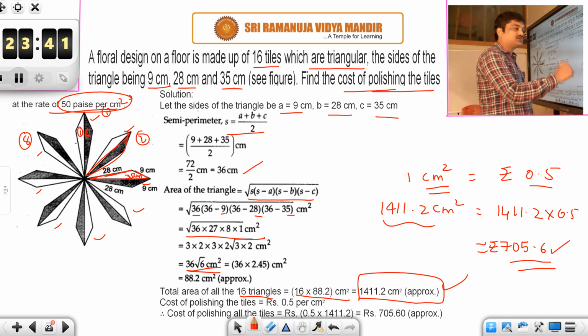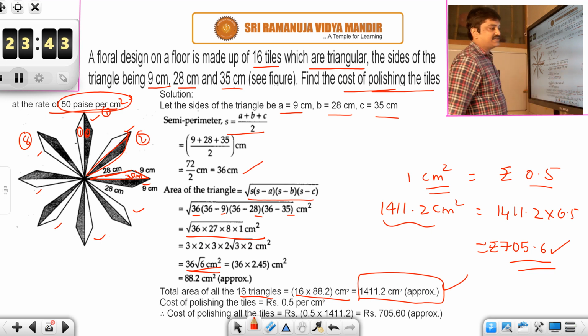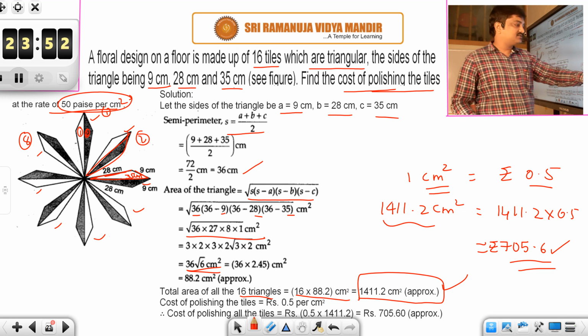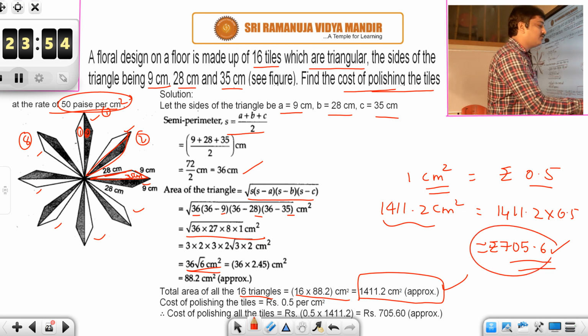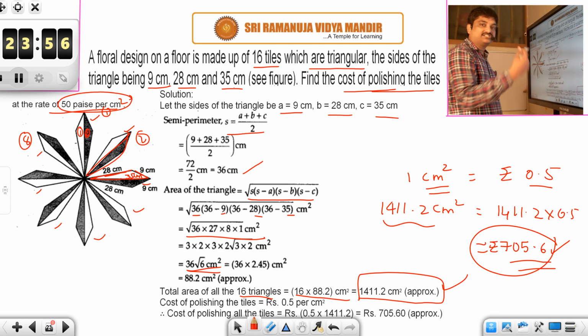So exactly, the cost will become 352.8 approximately for polishing each shade. That is, it will become exactly half of this. This is the cost for polishing all the 16 tiles. If they ask you the question about the cost of polishing an individual shade, for each shade, then you will be dividing this by 2.